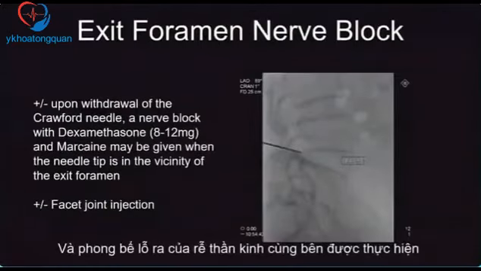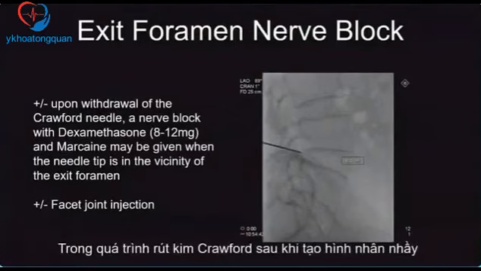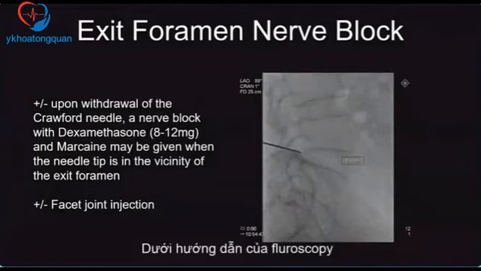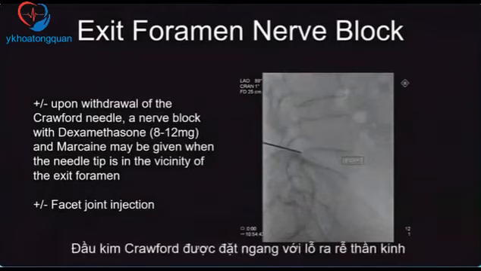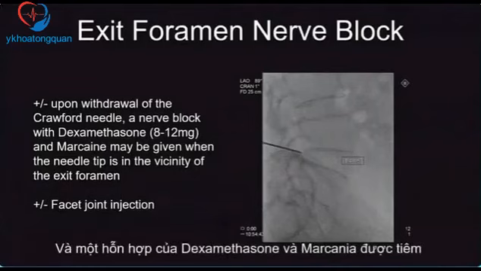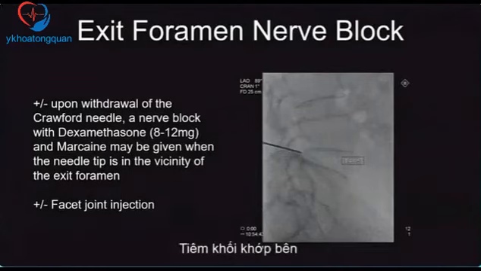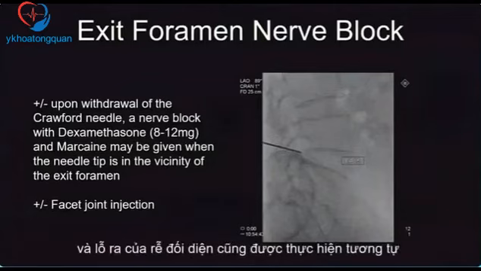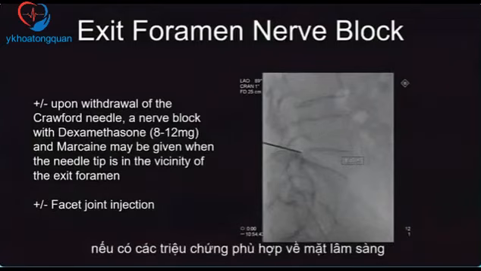An ipsilateral exit foramen nerve block may be performed during withdrawal of the Crawford needle after the nucleoplasty. Under fluoroscopy, the tip of the Crawford needle is placed at the level of the exit foramen of the nerve root, and a mixture of dexamethasone and marcaine is injected. A facet joint injection and a contralateral exit foramen nerve block may also be performed at the same sitting if the patient's symptoms are clinically appropriate.